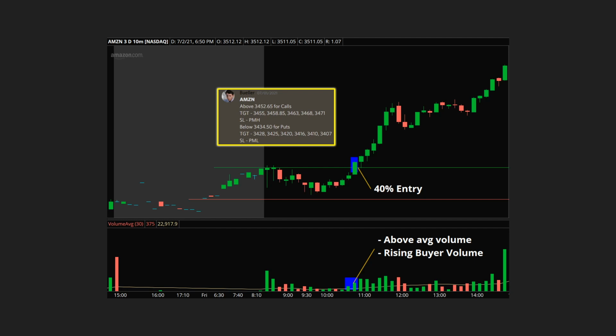I just wanted to hammer over some examples first. Something I recently shared in my community was a couple of trades on Amazon and Peloton that we took. Here on Amazon, these were the watch list levels. Preparing how we trade, I set up the levels, I posted the list, and we were watching above 34, 52, 65 for calls. You could see the 40% entry was given here above our given level.